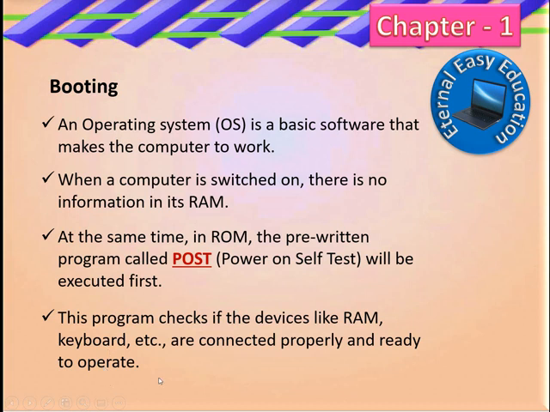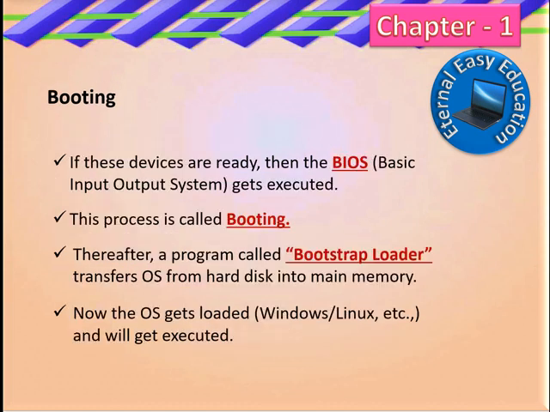So first, when the power is switched on, the next point is that RAM is having no information. Then ROM is having a pre-written program that is called POST, power on self-test. This program gets executed. What is the functionality of the POST program? It will check all the peripheral devices connected with the CPU.